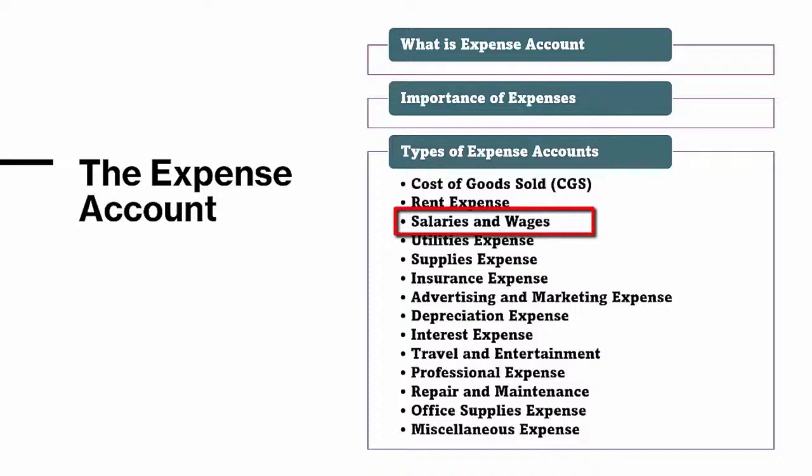3. Salaries and wages. These are the expenses related to paying employees. It includes all wages, salaries, bonuses, and other compensation. 4. Utilities expense. This includes electricity, water, gas, and other utilities used by the business. 5. Supplies expense. The cost of office supplies and other small items needed for day-to-day operations. This could include paper, pens, printer ink, and cleaning supplies. 6. Insurance expense. This covers the cost of insurance policies, such as health insurance for employees, property insurance, and liability insurance.